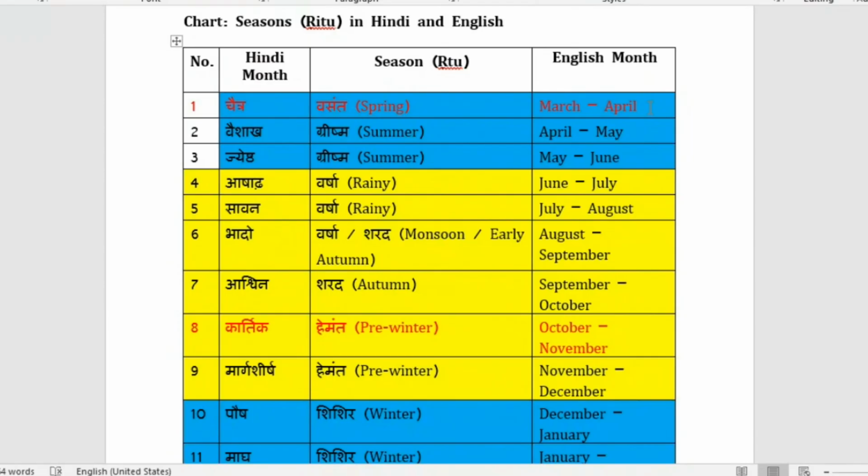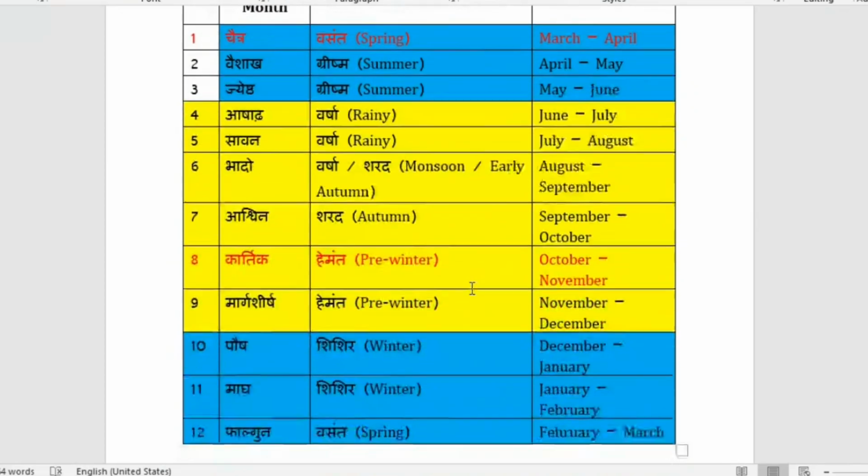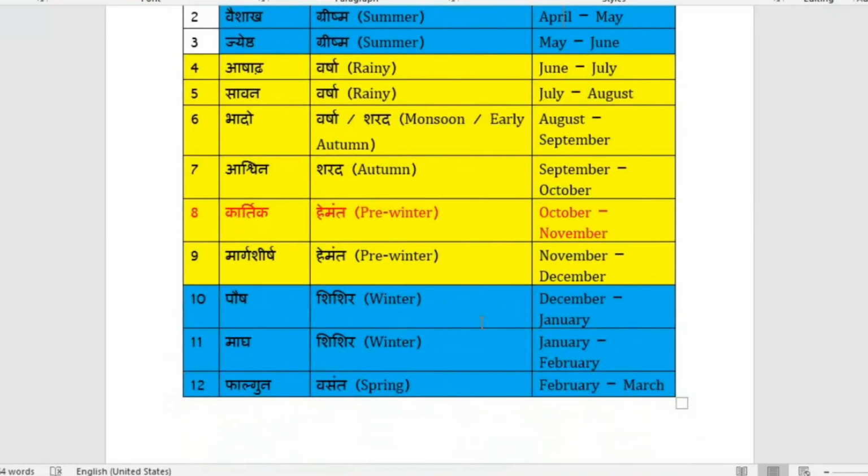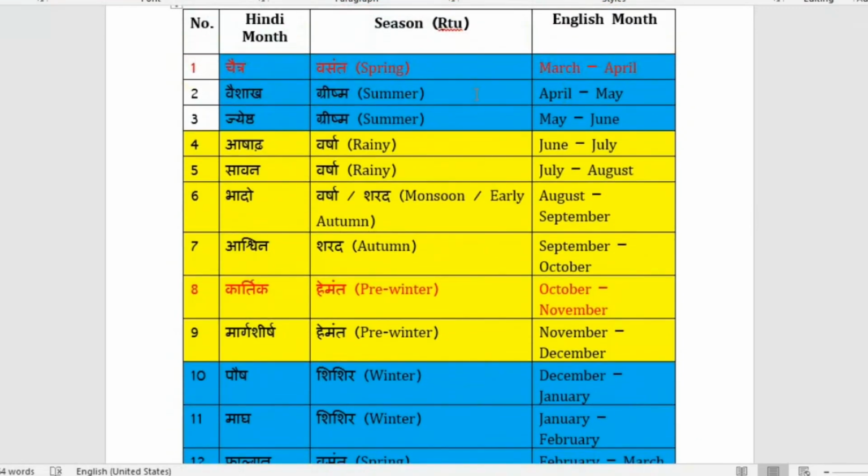Then comes Grishma. The last month of every season will be carried forward to the next season. Now every season is of 3 months. Vasant will be of 3 months, Grishma will be of 3 months, the rainy season, Varsha, will be of 3 months, Sharad will be of 3 months, Hemant and Shishir. And in every season, the last month of the previous season will overlap. That is how you are going to remember it.